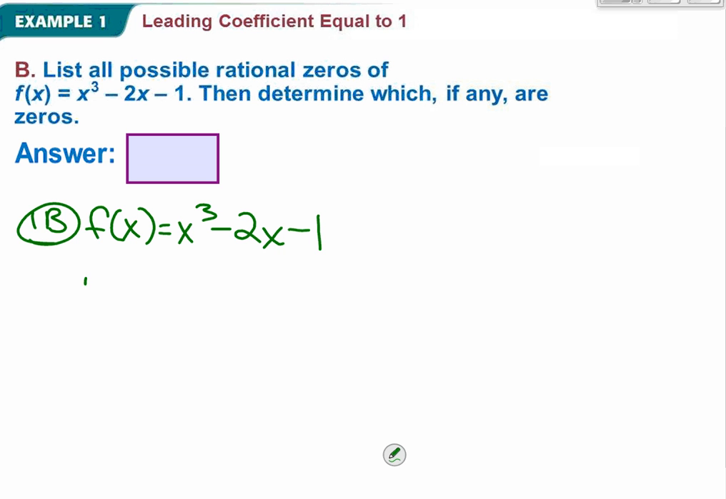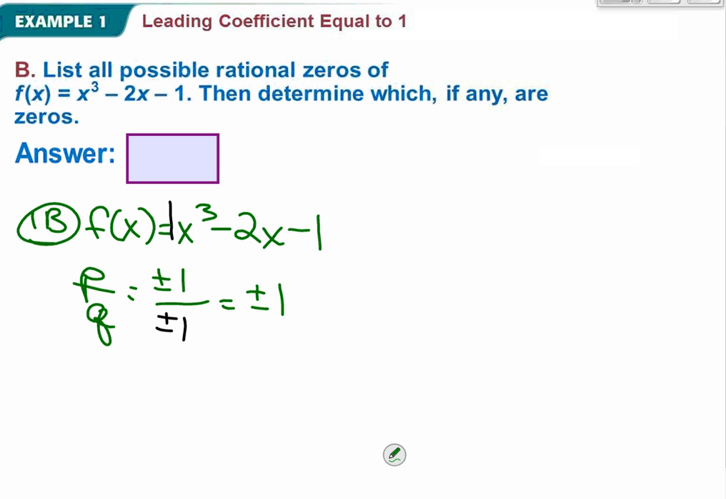So now I just want p over q. So p is the factors of -1. They are only plus or minus 1. And q is the factors of the leading coefficient, that one in front there, and that is also plus or minus 1. So if I have plus or minus 1 over plus or minus 1, the only things I can try are plus or minus 1.